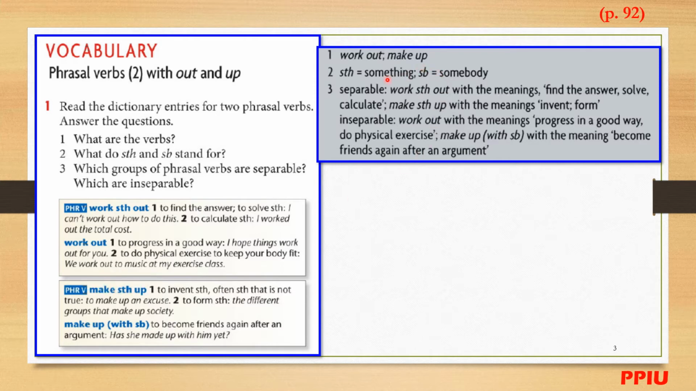STH means something, SB means somebody, right? SH and SB, right? Separable is work something out, with the meaning find the answer, solve or calculate. Make something up, with the meaning invent, form.